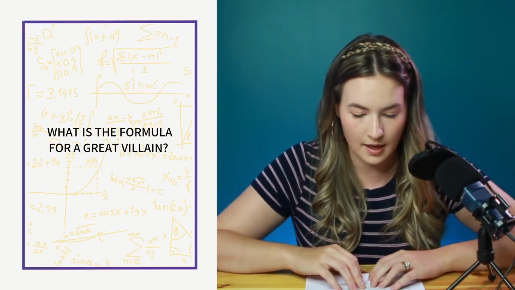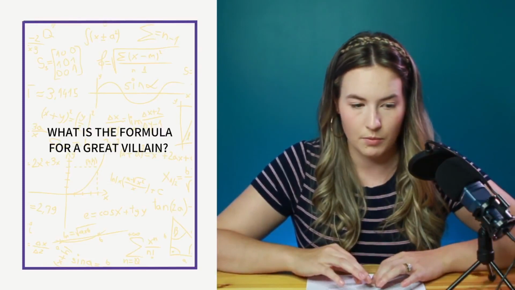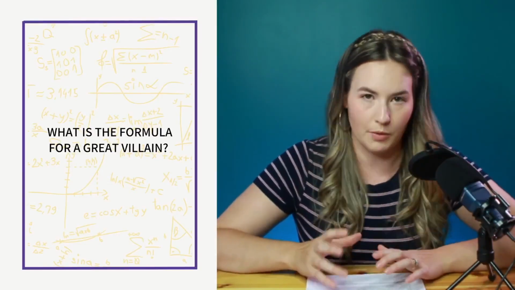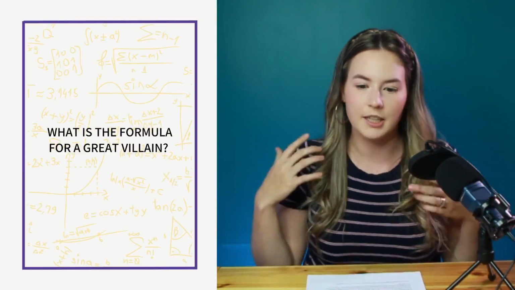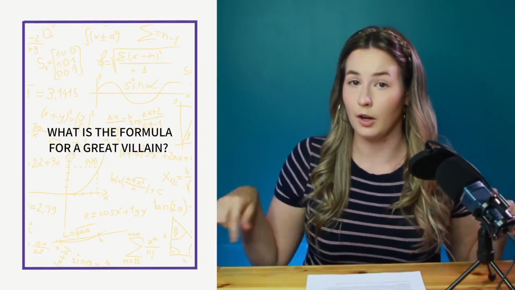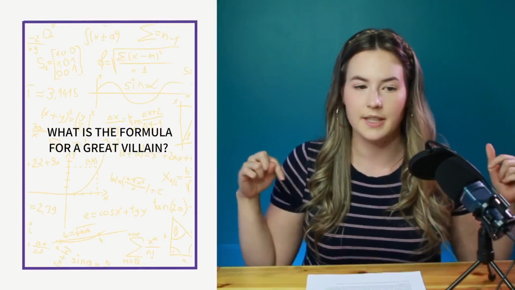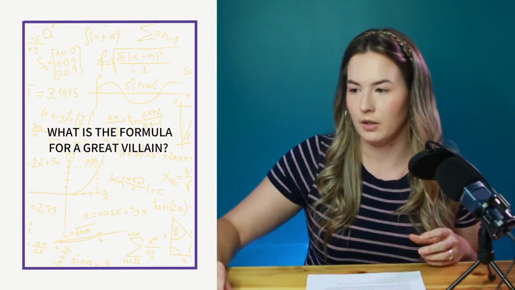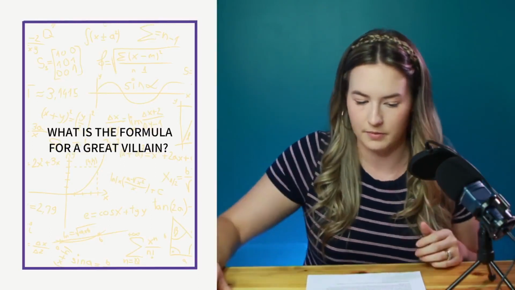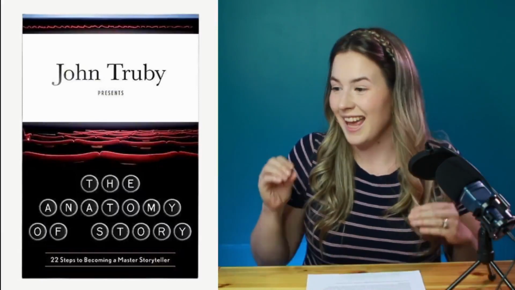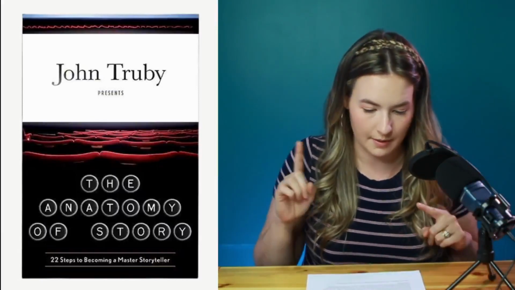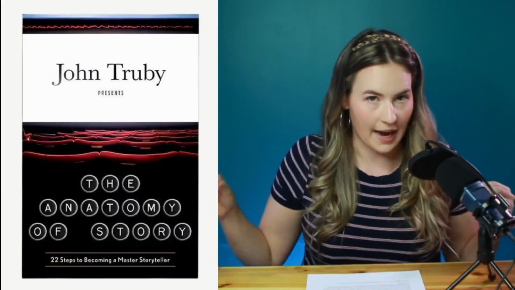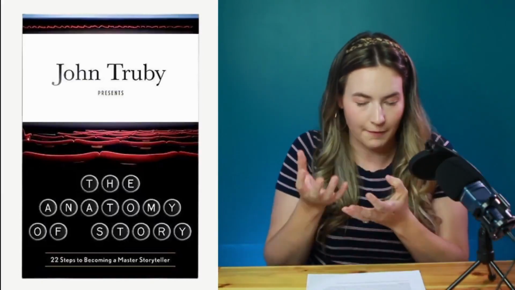So I think the first step is we have to understand how a villain fits into the larger story formula, and what is the function of a villain or an antagonist within a story? What are the things that they have to fulfill, that they have to do? I'm going to be pulling a lot from this book, The Anatomy of Story, because this has had the best exploration of the fundamentals of story that I've ever read. It's a little bit mind-blowing reading this book.